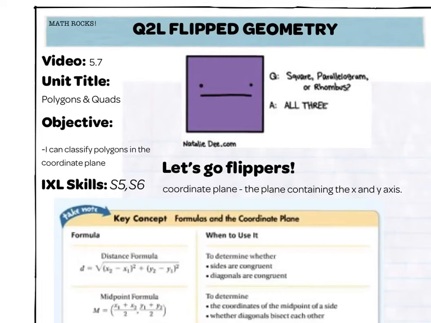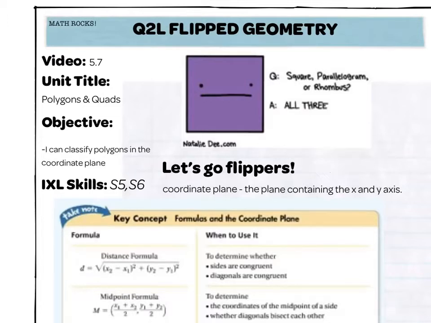Alright, so the new lesson today is 5-7, polygons and quads. Your objective today is going to be, I can classify polygons in the coordinate plane. We're actually going to use coordinate geometry. Coordinate geometry is really cool because we are going to focus on using coordinates, like (3, -6). So coordinates, and we're using coordinate geometry. Okay? Very important idea today.